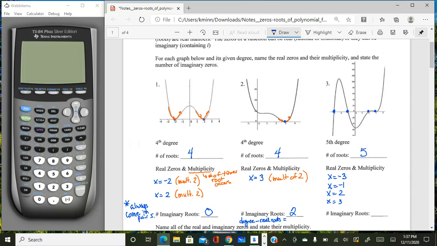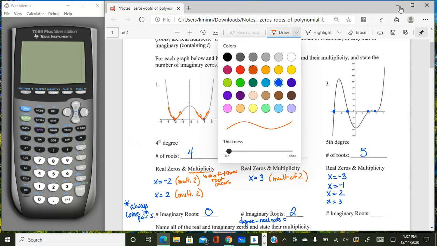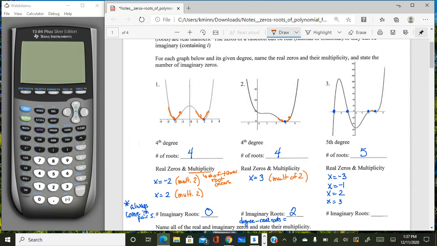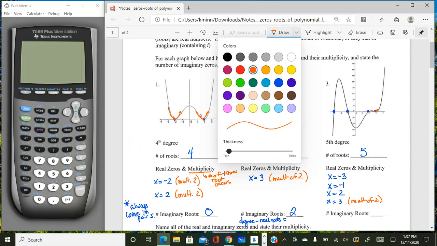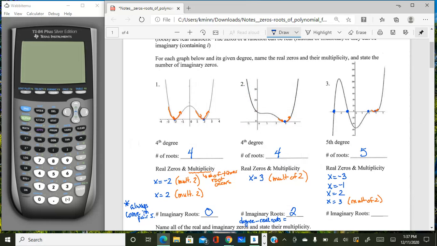At 3, you'll notice that, again, just like the others, it is tangent to that x-axis. So at 3, this has a multiplicity of 2. So that value of 3 is occurring twice. If we add up all of these options, 1 at -3, 1 at -1, 1 at 2, and 2 of them at 3, then we have a total of 5 already, so there is nothing left for imaginary roots.